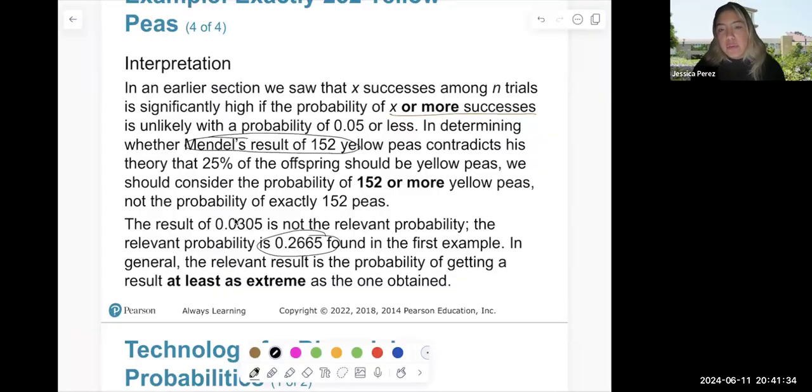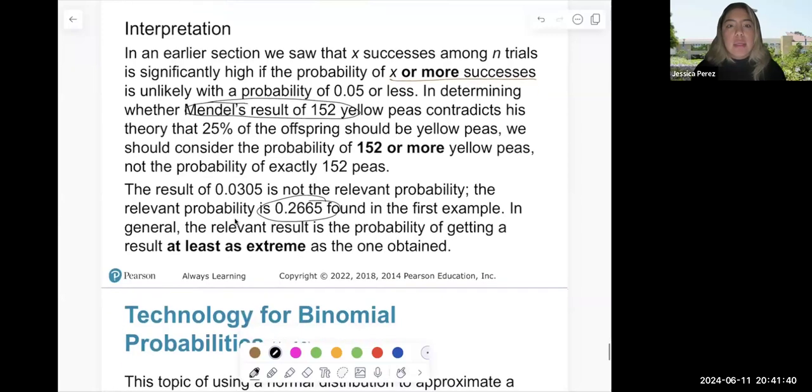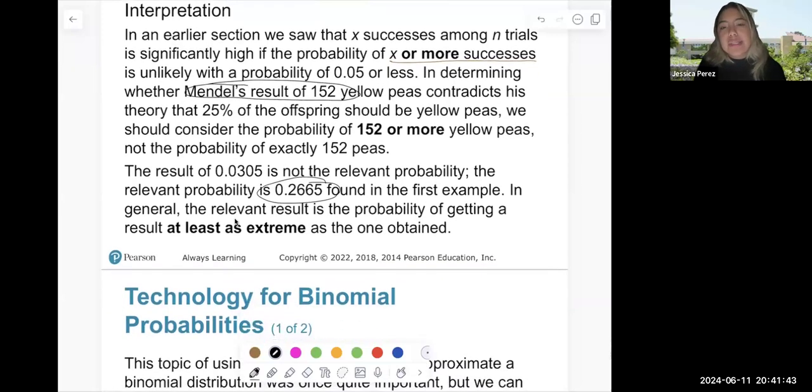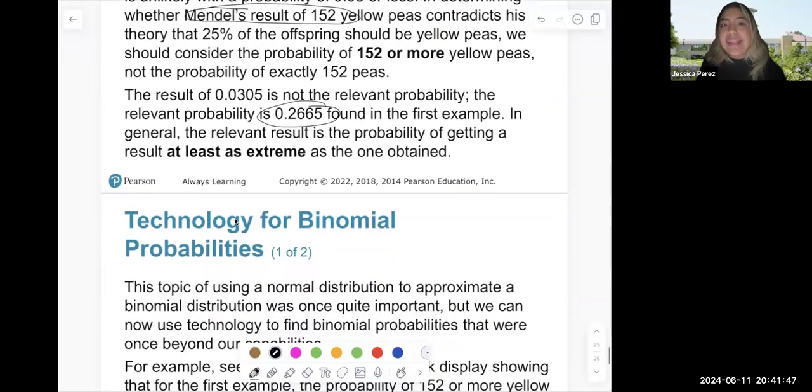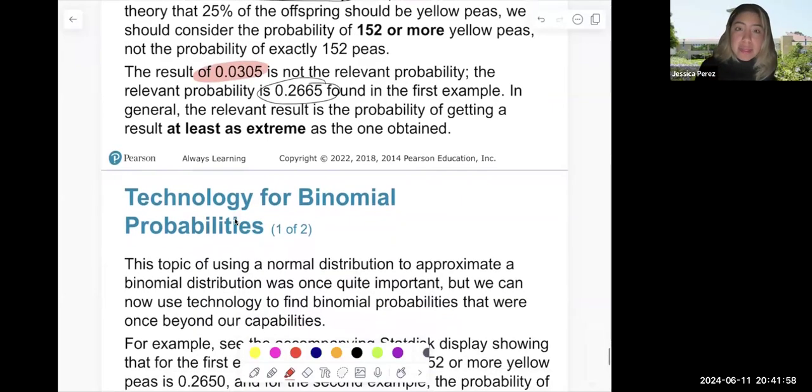In the first example, it was 152 or more. You can't really use the exact one, okay? So we can say that the relevant result is getting a result at least as extreme as the one obtained. The 0.03 isn't that, because we were looking at the exact number of yellow peas in his experiment.